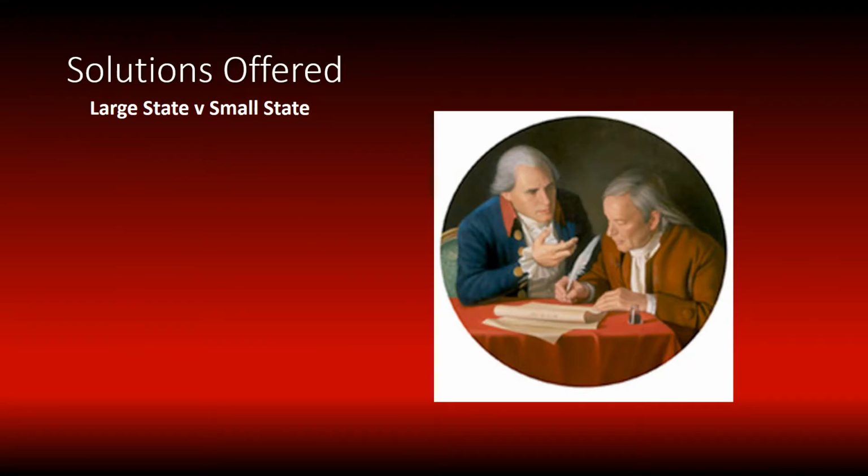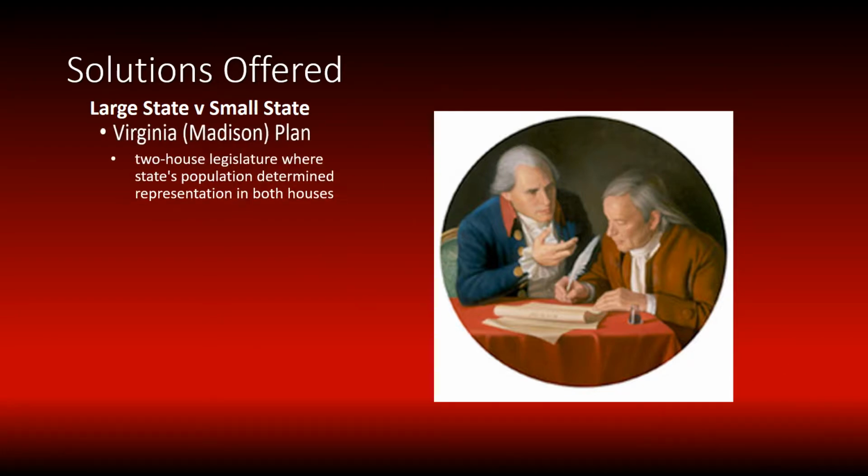Okay. So some solutions offered to create this new government came from the large states and the small states. Now, the large states were represented by James Madison, particularly Virginia, and they wanted proportional representation, basically two houses in the legislature, where the state's population determined how many people you had in both houses.